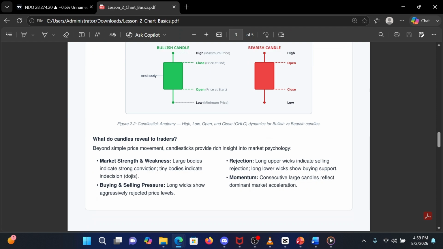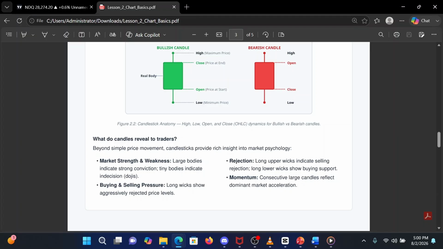What do candles reveal to traders? Beyond simple price movement, candles provide rich insight into market psychology, market strength and weakness. Large bodies indicate strong conviction, tiny bodies indicate indecision. If you don't know about this, you can refer to our previous lesson. Big bodies show there is strong conviction, buyers are rushing into the market. And small bodies like the dojis show that they are not deciding.